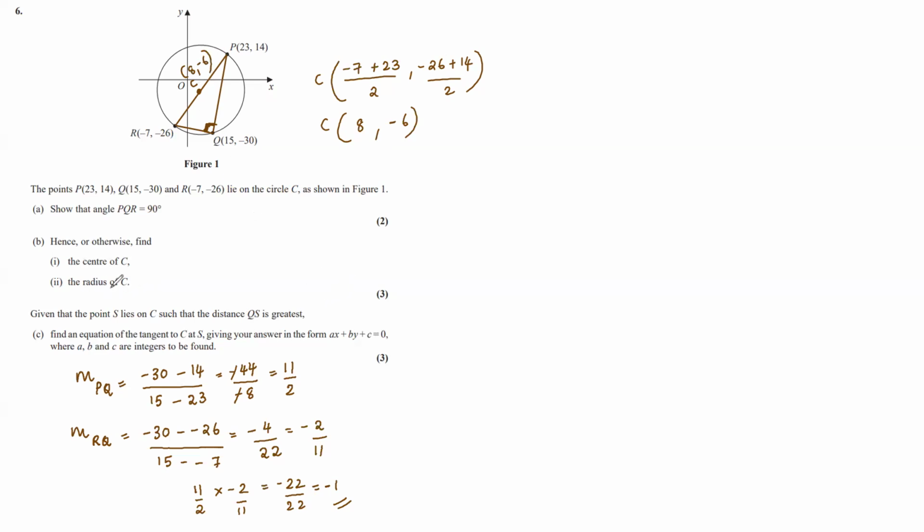And we need to find out the radius as well. If we know the center, then the radius means what? The distance between C and P or C and R, that will be the radius. So let's find out the radius here. To find the distance between two points, we use the distance formula, that is the square root of x2 minus x1 the whole square plus y2 minus y1 the whole square.